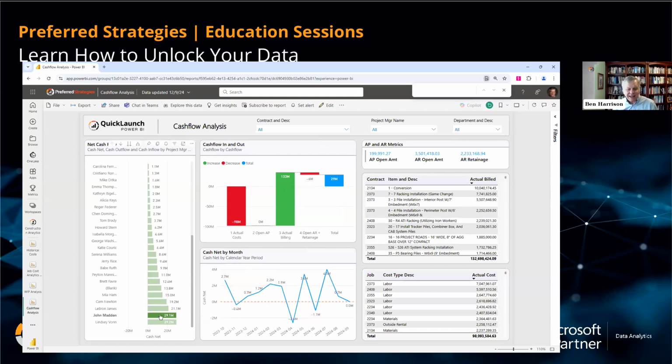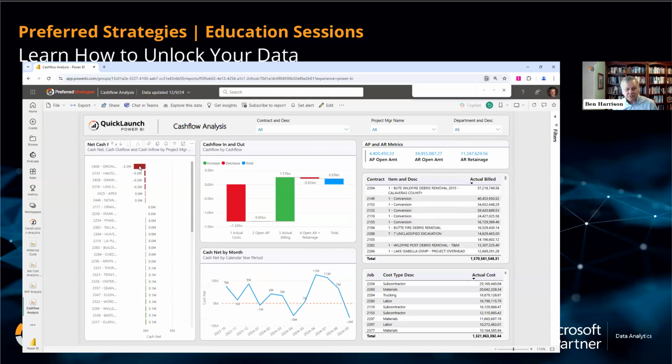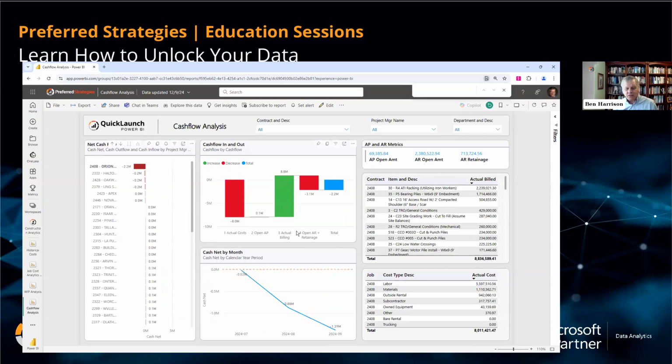If I again drill down into this, I can look at more details, and I might pick this particular job to see that, okay, well, I've got a 3.1 million open retainage here. So I'm not good cash flow wise here. I'm out money because I've spent a lot of money. I've billed a bunch more, but I've not collected it. So this is something that would give me insight into that.